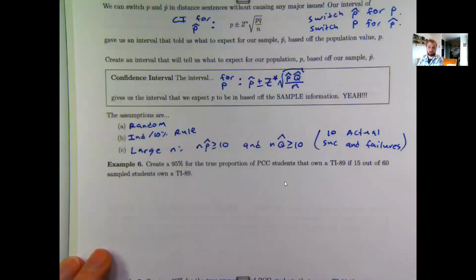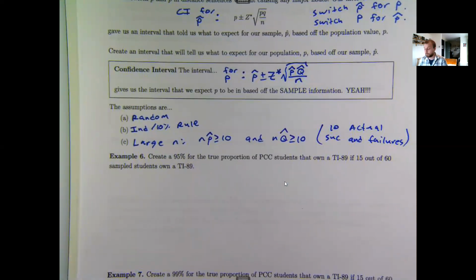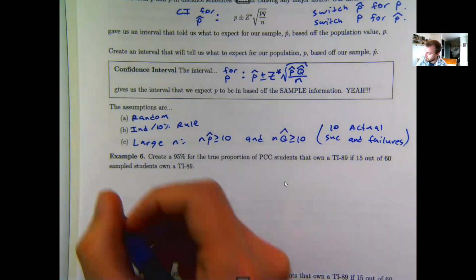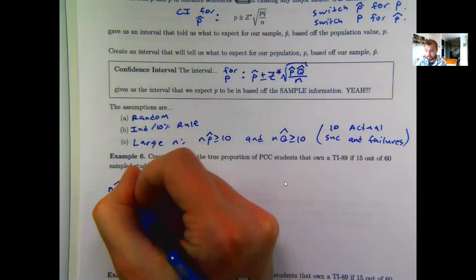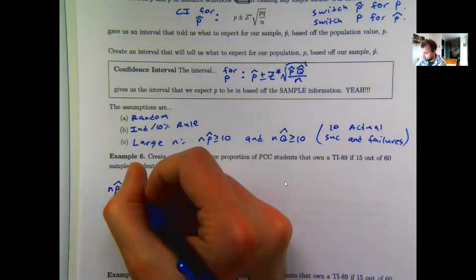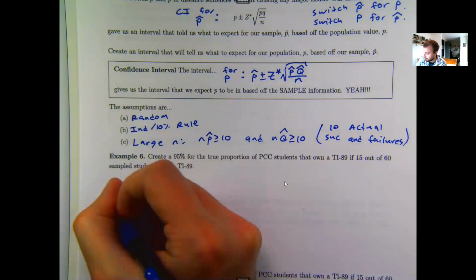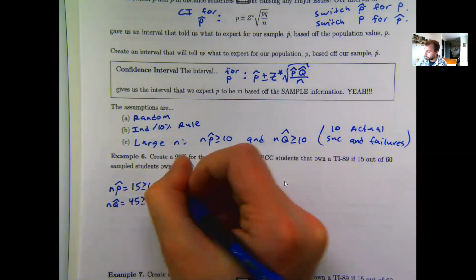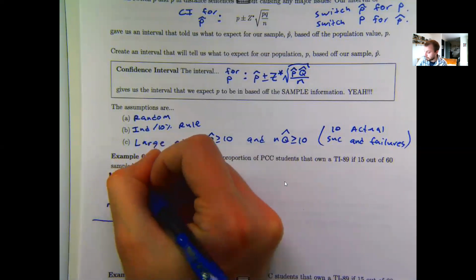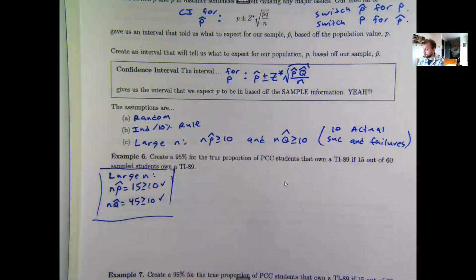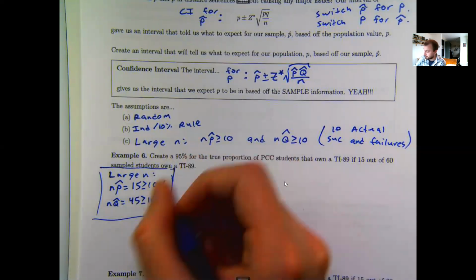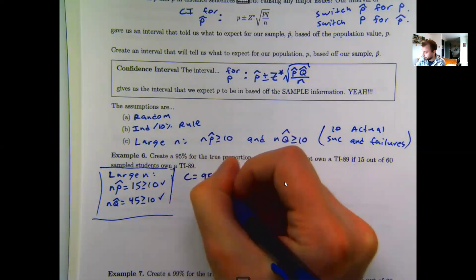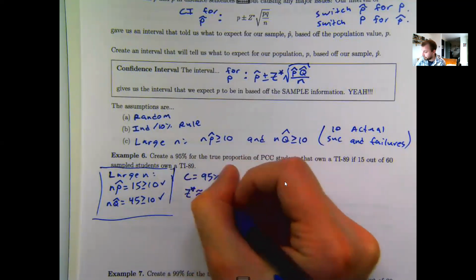Let me show you what I mean by that. Create a 95% confidence interval for the true proportion of PCC students that own a TI-89 if 15 out of 60 sampled students own a TI-89. Okay, my number of successes, 15. That's bigger than 10. My number of failures, this is out of 60 trials, so if I have 15 successes, I have 45 failures. That's also bigger than 10. My large N assumption becomes pretty easy to check here.